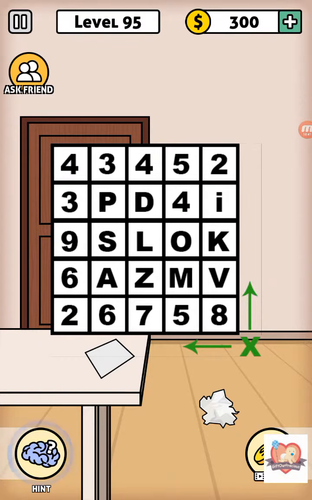Okay. A-L-I. The arrow is pointing to the left and top. So we see the A. A pointing to the left is 6. Pointing up is 3. 6 times 3 is 18. Okay, 18. L, the left is 9. Top is 4. 9 times 4 is 36. 36 plus 18.